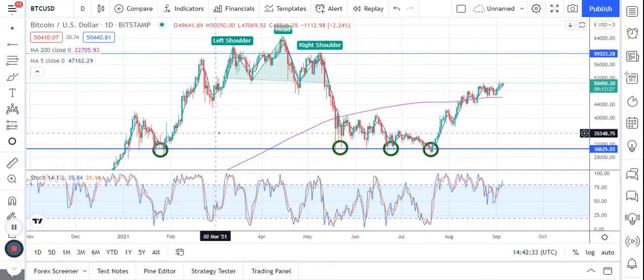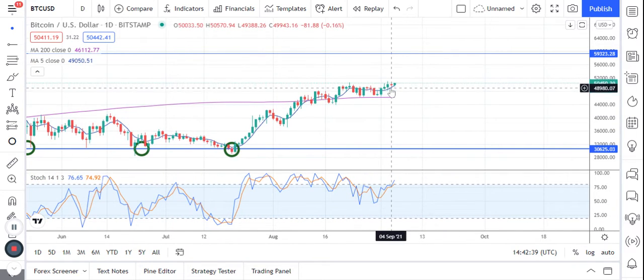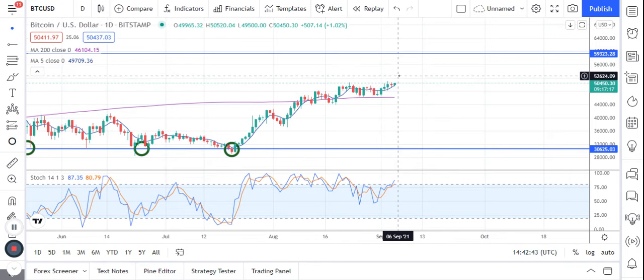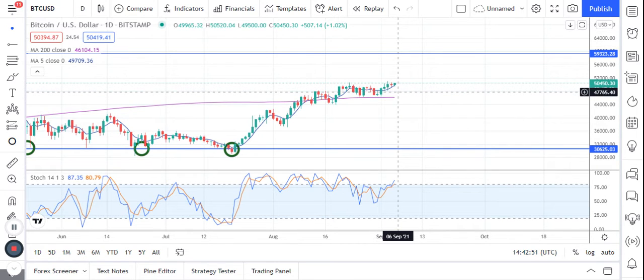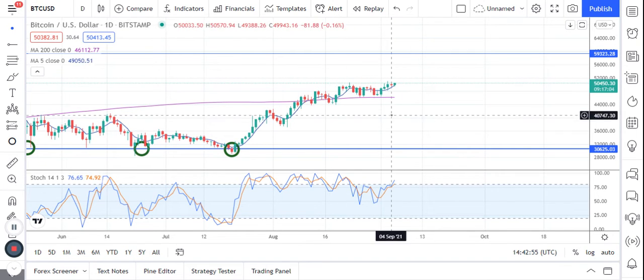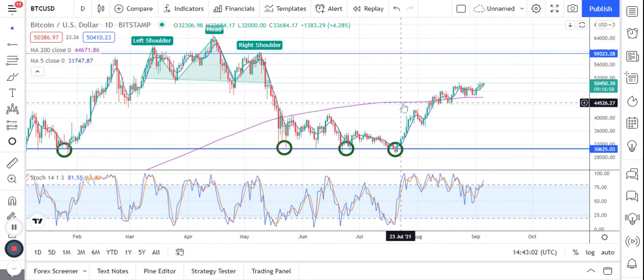So this is the current candle for the day. If this candle closes above this 5 moving average, then you can buy the next day. But if this candle closes below this 5 moving average, you can as well buy, but it's not the best time to buy. Always wait for a candle to close above, and ensure that the 5 moving average is always above the 200.